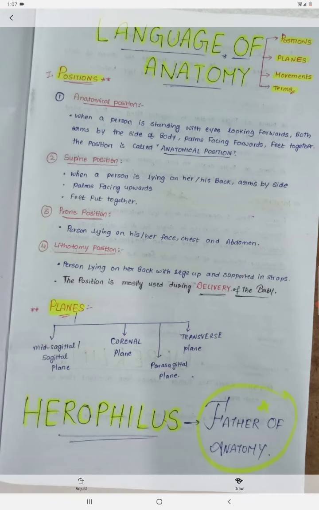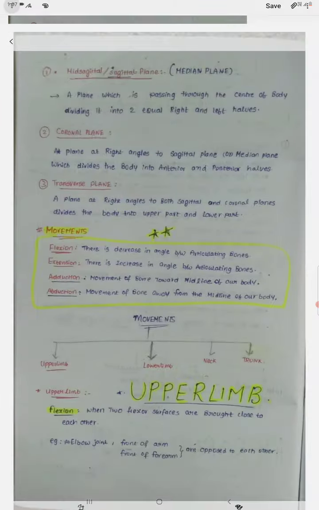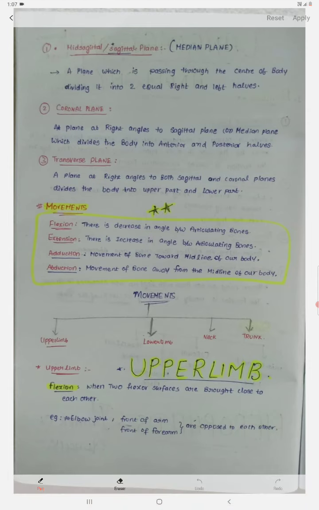What are the movements? Okay, so yes, the movements are mainly, remember this, flexion, extension, adduction and abduction. The flexion is nothing but decreasing the angle. Decrease in angle between the parts, I mean articulating bones, that is called flexion. Remember, flexion means decrease in angle in between the articulating bones.